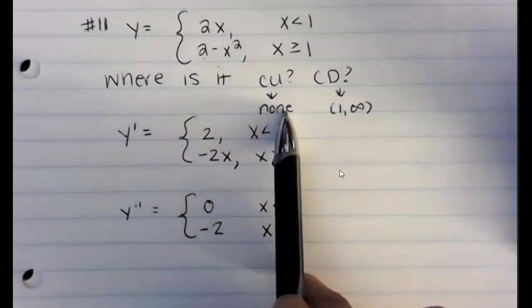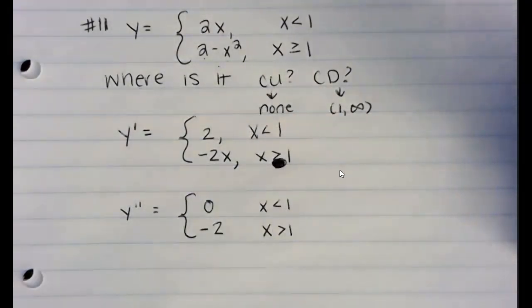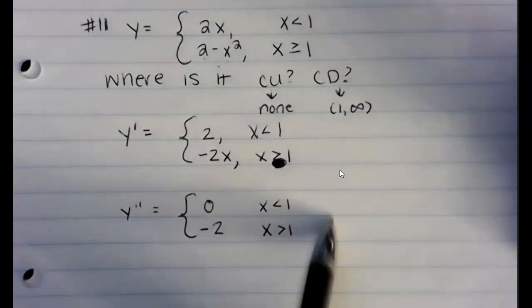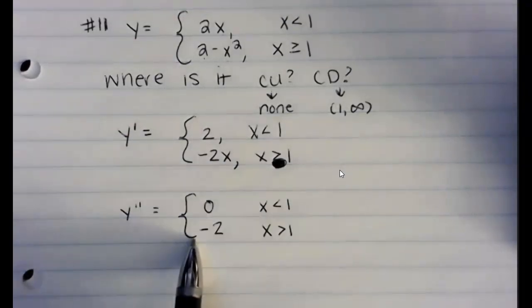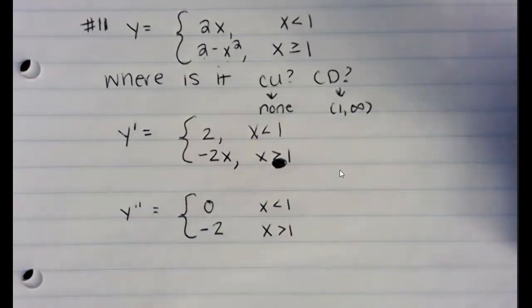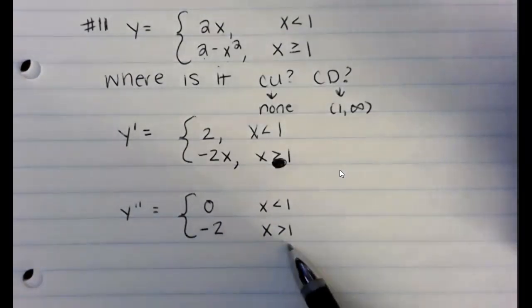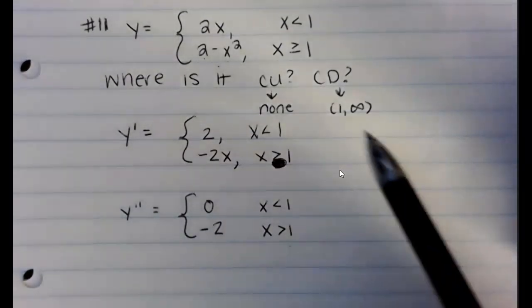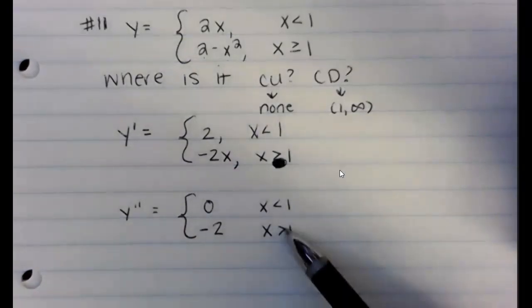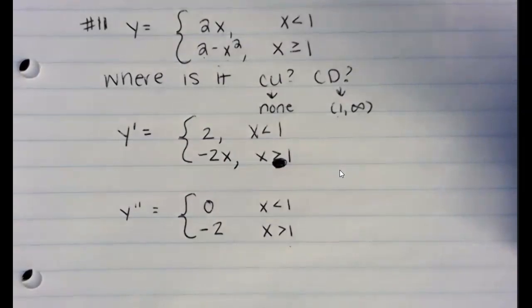So where is it concave up? Concave up and concave down. So it's concave up where the graph would be positive. Well, if you look at that second derivative, this is never positive. Therefore, it's never concave up. And it's concave down where that graph is negative. So it's negative for all x values greater than 1. And again, not equal to 1 because it's not differentiable at 1. So hence the 1 to infinity.